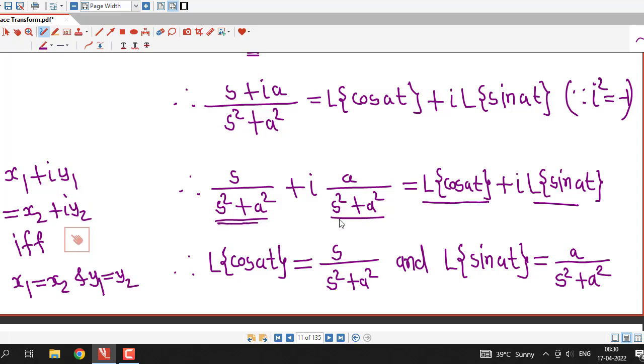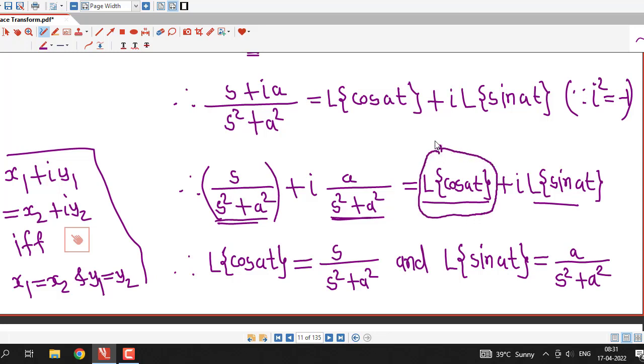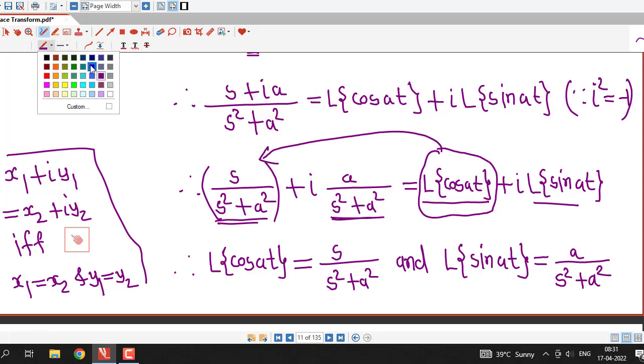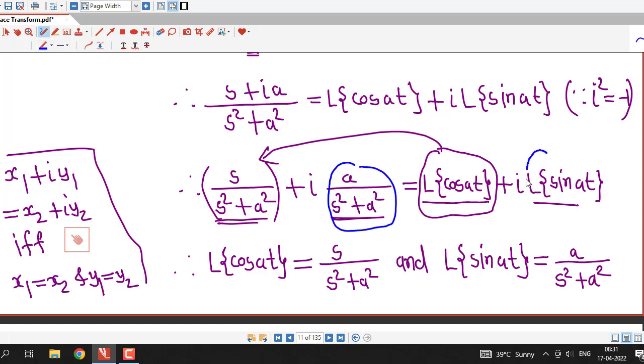So you can understand in this way. Here I have two complex numbers whose real parts are s upon s square plus a square and Laplace transform of cos at. Because these two complex numbers are equal, these two must be equal. Similarly, imaginary parts are a divided by s square plus a square and Laplace transform of sin at. So these two must also be equal because we have two equal complex numbers.